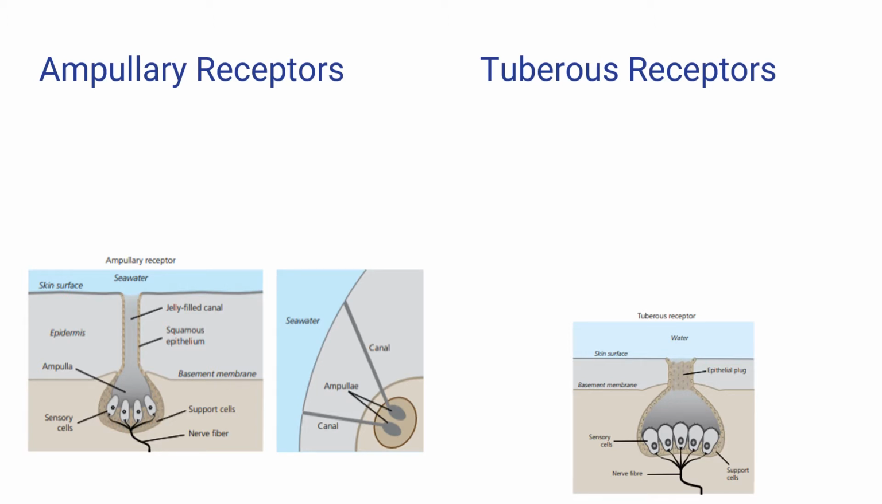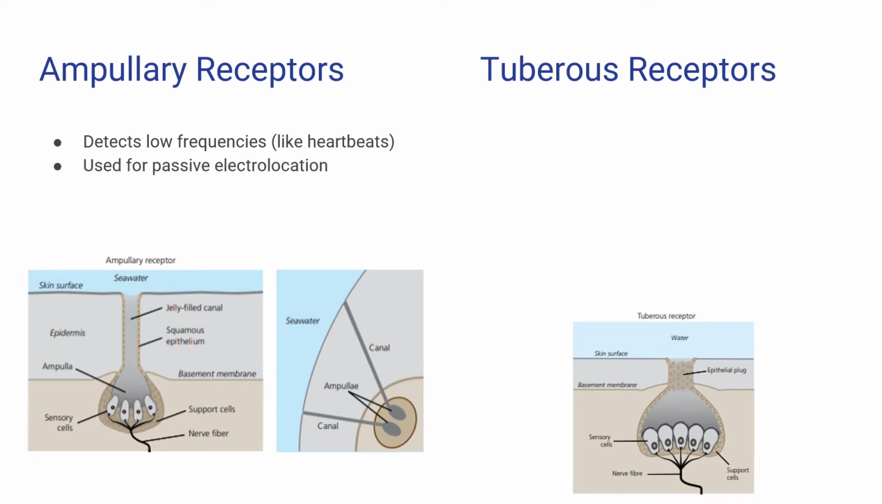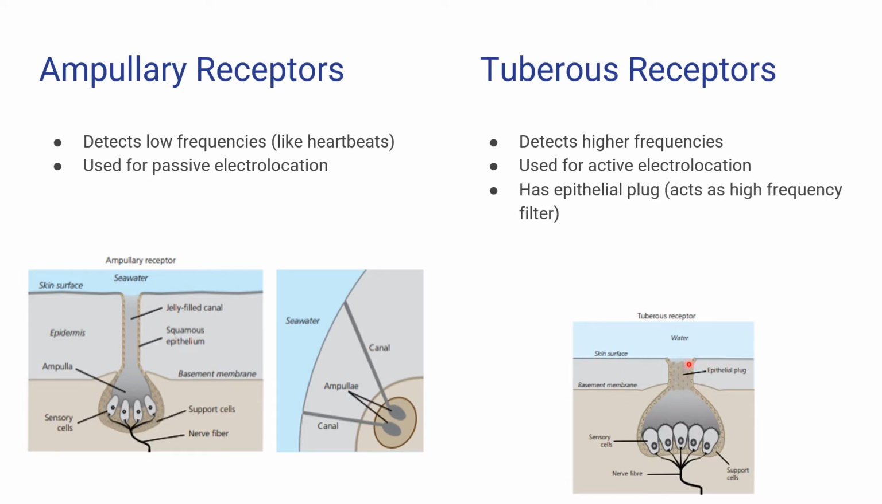Ampullary receptors detect low frequencies like heartbeats, so they're best for passive electrolocation. Tuberous receptors detect higher frequencies, so they're used for active electrolocation. Tuberous receptors, as you can see in the image here, have an epithelial plug that acts as a high frequency filter. It also has a shorter channel than the ampullary receptor, which is seen on the left.